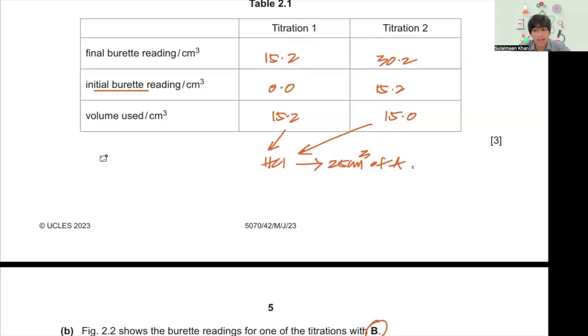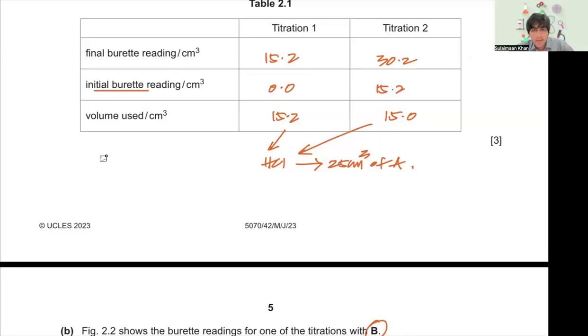No, Shahid, why Raima? Why is A more concentrated? In one case, to neutralize 25 cm cube of A, you only need 15 of hydrochloric acid. But in the other case, to neutralize the same amount of B, you need more of hydrochloric acid. So B is more concentrated. Come on.